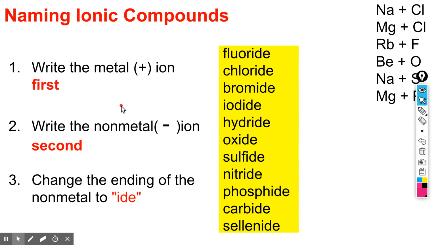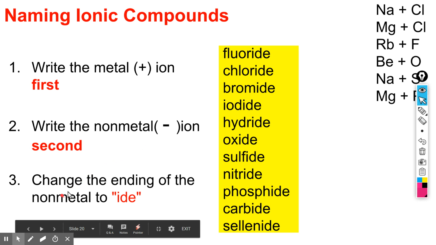We are now going to learn how to name ionic compounds. Number 3 on your paper says, what two classes of elements form an ionic bond? Remember that you have a metal and a non-metal. The two classes of elements that form an ionic bond are a metal and a non-metal. The way that you name them, number 4, it says to list the steps for naming ionic compounds. First, you need to write the metal ion. Second, you need to write the non-metal ion. And third, you need to change the ending of the non-metal to IDE.